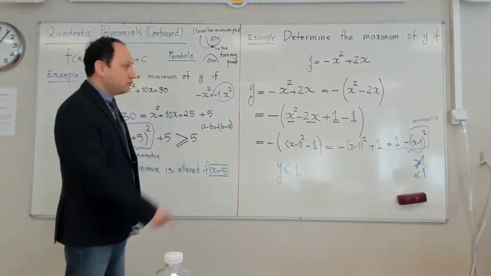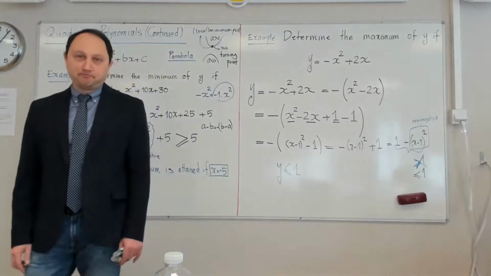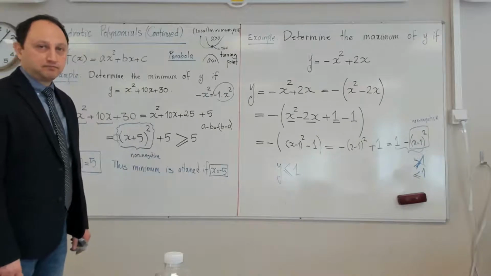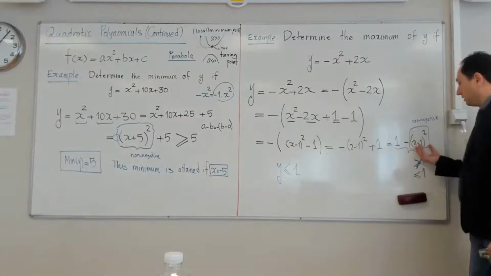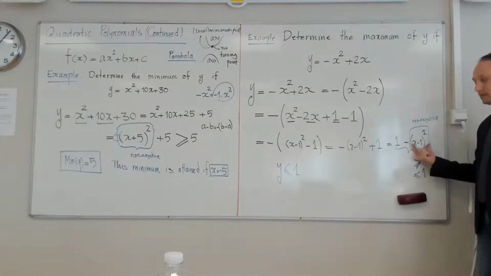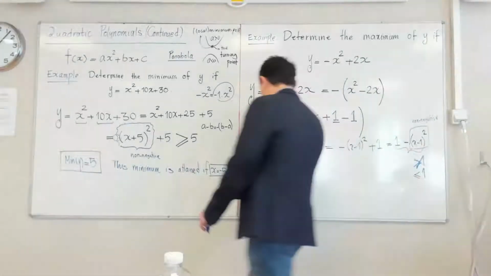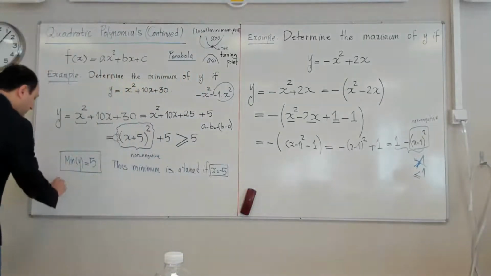Can you tell me for what value of x I will get 1? 0? No, be careful. Be careful. It's 1. Because I want to make it equal to 1, it means that I have to make this equal to 0. This expression becomes 0 when x is equal to 1. So the maximum, if I want to write it like before, first of all, you understand. So let me complete it here.